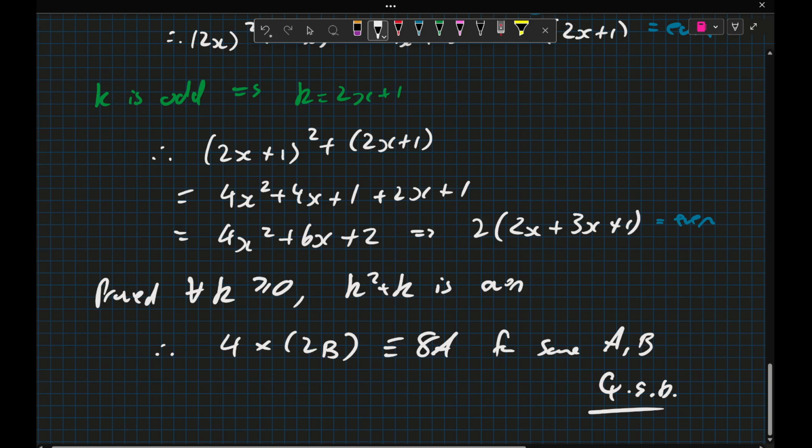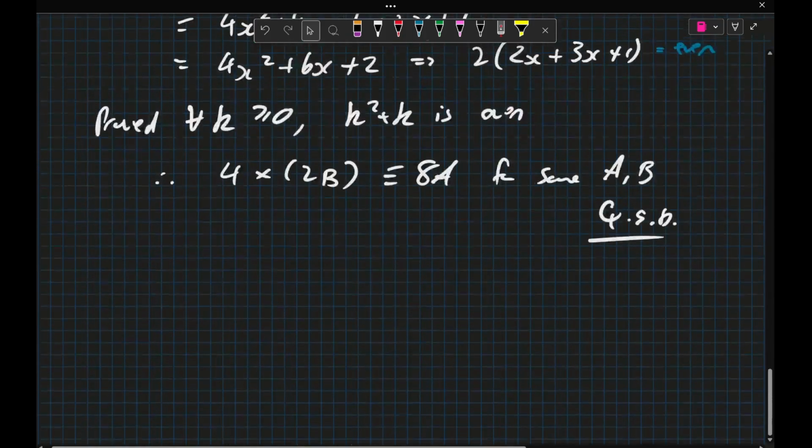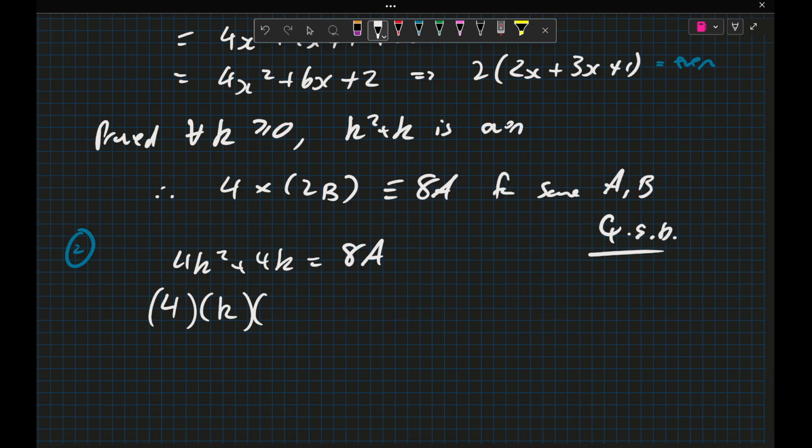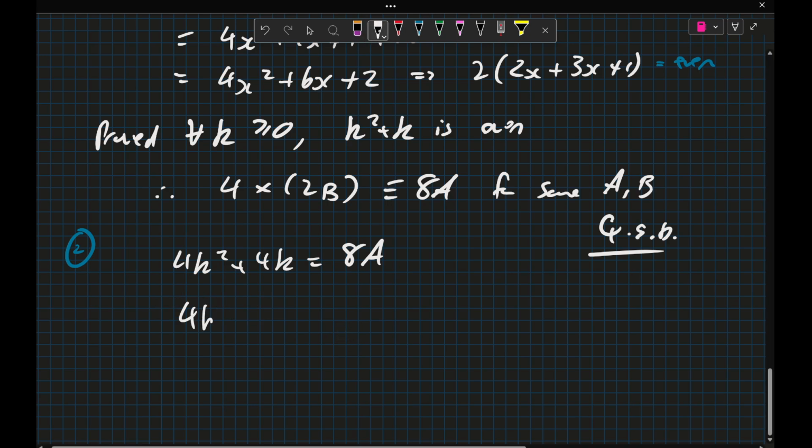Okay, so that's the first method. The second method requires a slightly more nuanced factorization. So that's the first one. The second one, if we go back to 4k squared plus 4k is 8 times some number. If we instead take out a k, we'll have 4 times k. That's from this. And then if we take a 4 out of the whole thing, so if we actually take a 4k out, we get k plus 1, which is 8a.